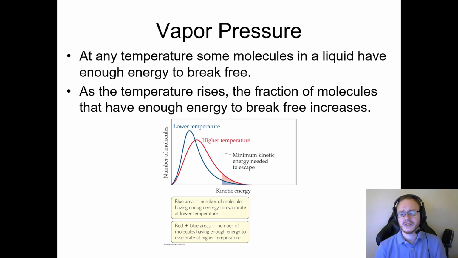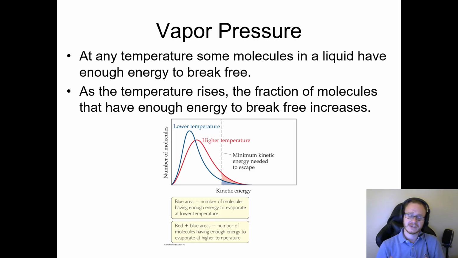Vapor pressure is another important topic, and we don't have to go as deep as an HL topic or an AP class would. Let's start with talking about what vapor pressure is. Any temperature at any point in time might actually have some molecules that have enough energy to break free. And this is because the molecules in a sample are not evenly distributed. They don't actually have the exact same temperature.